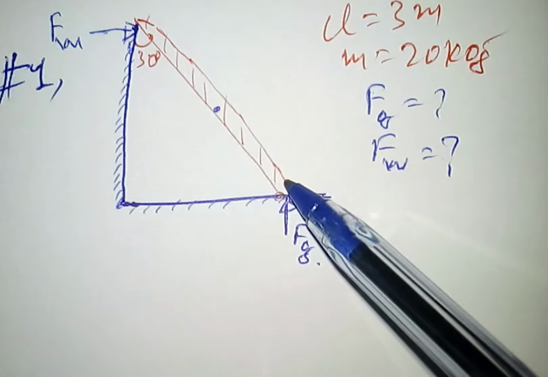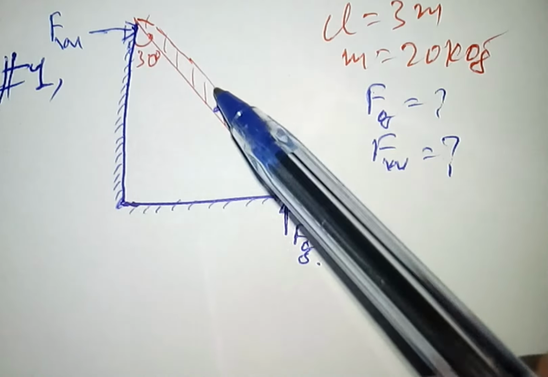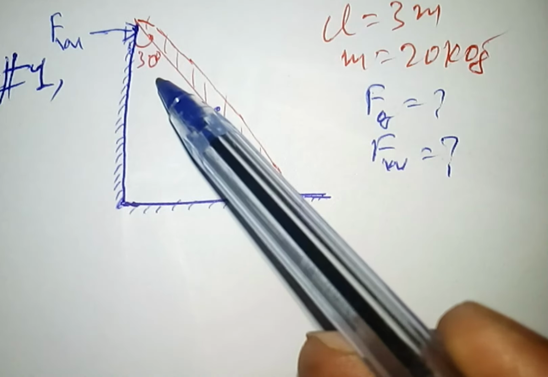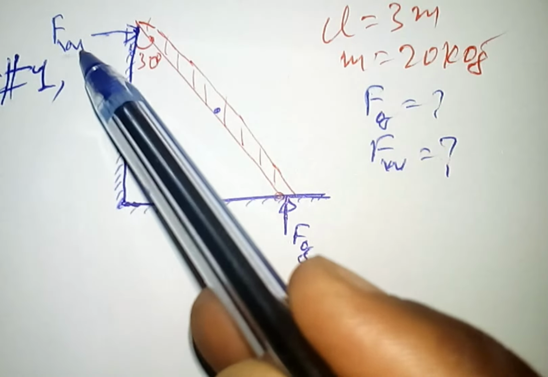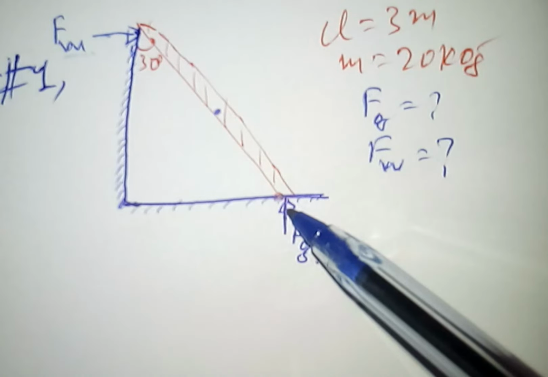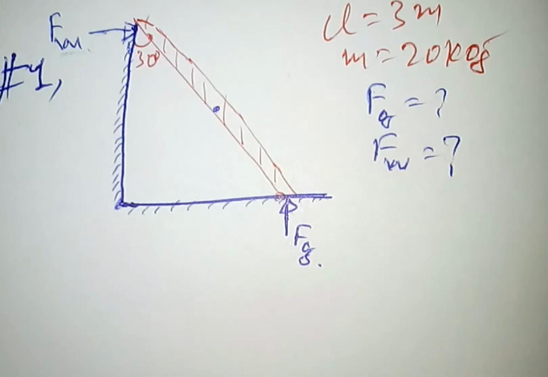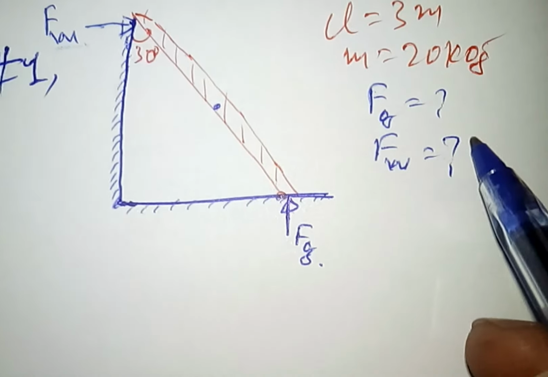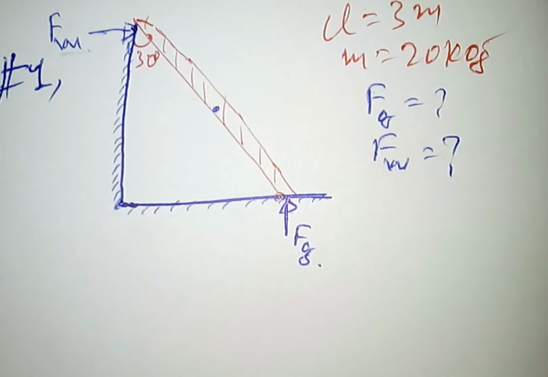So this is the ladder which is leaning on the wall, and the ladder makes an angle of 30 degrees. What is the normal force acting on the ladder from this wall and the normal force from the ground? To determine Fw and Fg, we are going to use the concept of equilibrium.